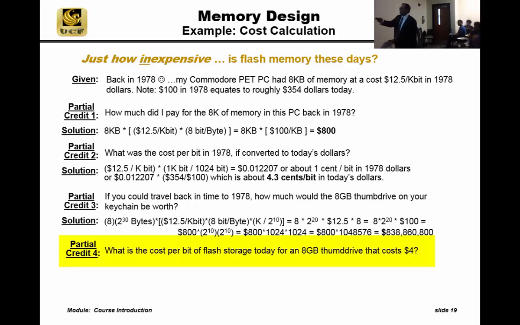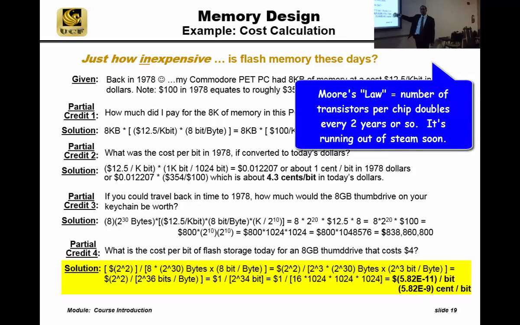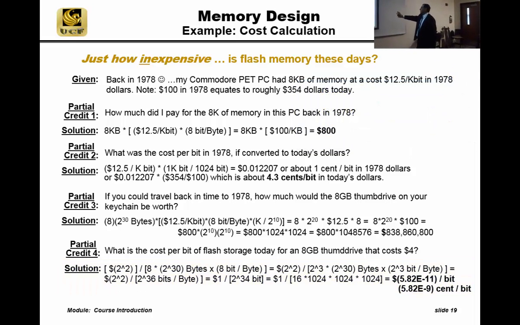So what's the cost per bit today? You can buy an 8 gigabyte thumb drive for $4, probably less, which is 5.8 times 10 to the minus 9 cents per bit, practically nothing. So we're going to see there's something called Moore's Law, which is getting near the end of its life, but because we double the density basically every couple years or so, we had 14 nanometer, before that was 22 nanometer and so forth. We've been able to reduce the cost exponentially as ECEs.